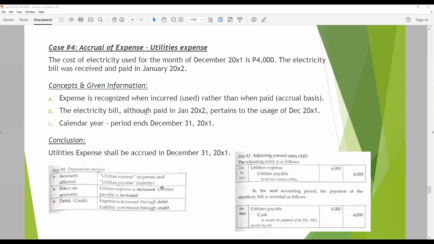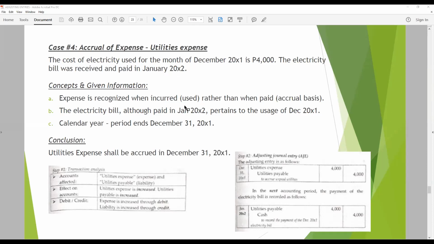Yan. So another example tayo, accrual of expense for utilities expense. The cost of electricity used for the month of December is 4,000. The electricity bill was received and paid in January. So may instances, late natin nare-receive yung bill. Yung bill ng kung ano man, binibill tayo. So in this case, January niya pa na-receive ang bill and January niya lang nabayaran. Pero as of December 31 siya na electricity, 4,000.